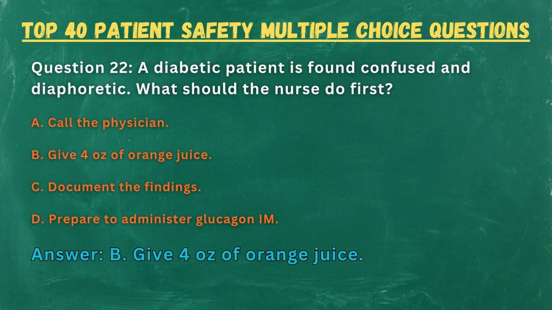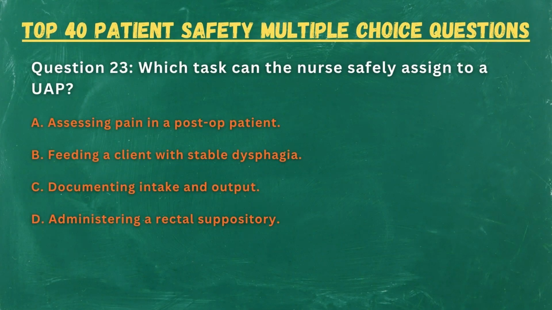Answer: B. Give 4 ounces of orange juice. Question 23. Which task can the nurse safely assign to a UAP? A. Assessing pain in a post-op patient. B. Feeding a client with stable dysphagia. C. Documenting intake and output. D. Administering a rectal suppository.